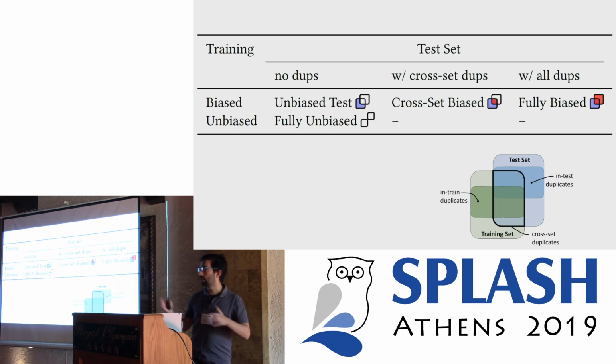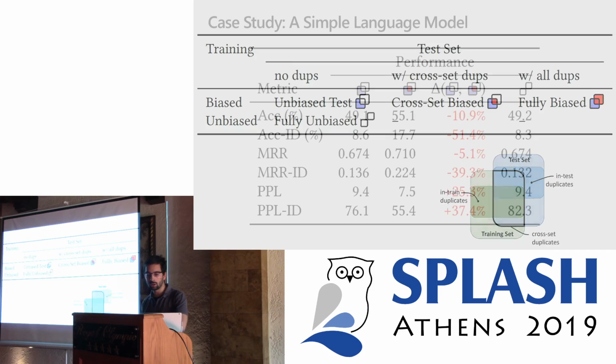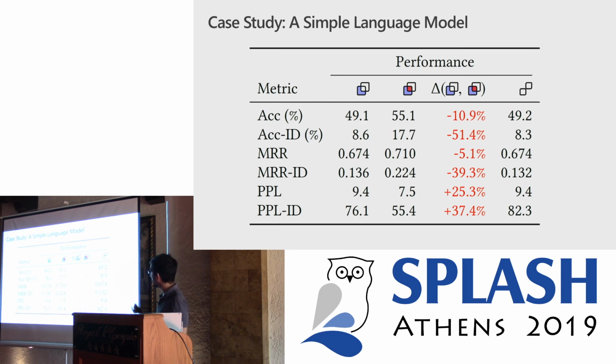I've been talking a lot about duplication and its effects. Now let me show you some numbers. We start with a simple language model. Language models are essentially machine learning models that can probabilistically predict the next token.